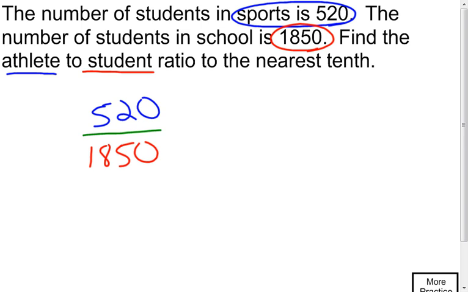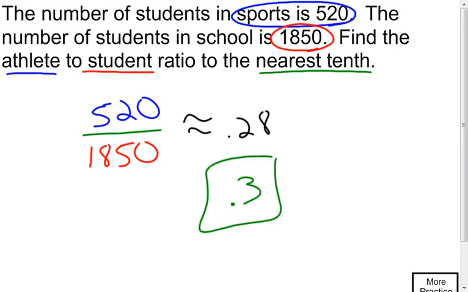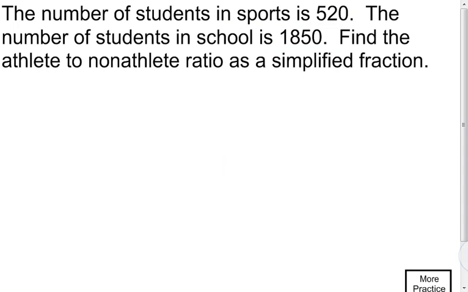Now it's a matter of grabbing my calculator and typing that in. When I type this into my calculator, I get approximately 0.28. The last thing I want to do is read my directions. It says it wants this ratio rounded to the nearest tenth. Well, being that it's 0.28, I'm going to need to round it to 0.3. So here's another way to write a ratio as a decimal, and in this case, round it to the nearest tenth.